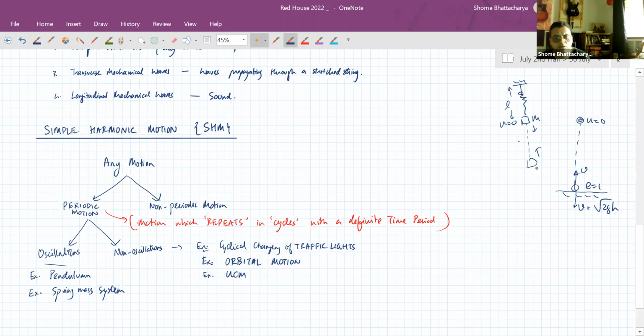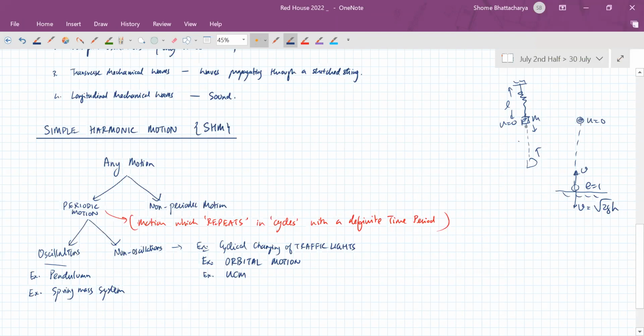Can you repeat, sir? Sorry, I was having a network issue. Yeah, so I'm saying that of the two systems that I have put on the side over here, one is a vertical spring mass system. So a block is attached to a spring. You've done these types of questions in work energy, for example. So if you just release the block from rest with the spring in natural length, what will happen?